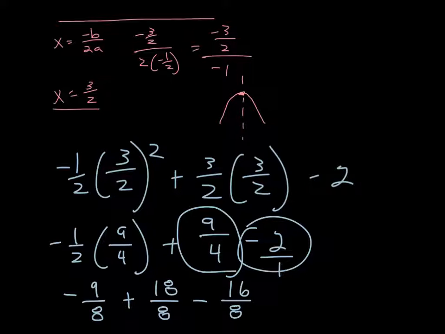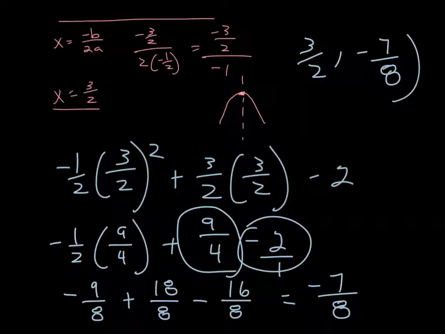Now that we have all of our fractions with a common denominator, we can simply combine the numerators. So we have negative 9 plus 18 gives us positive 9. Positive 9 minus 16 gives us negative 7. And so we have negative 7/8. So our vertex is now 3/2 comma negative 7/8. Well, how does that help us in creating the vertex form?